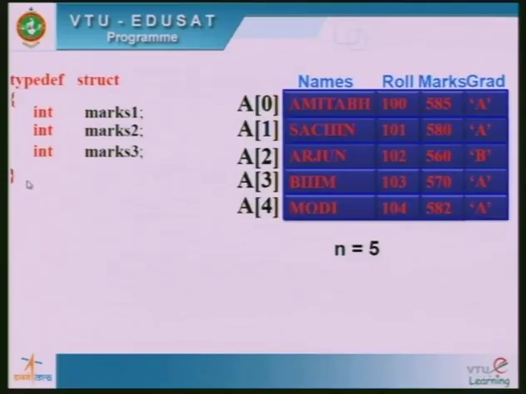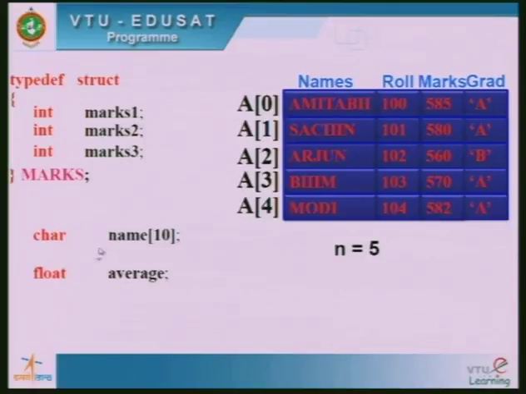So here I have to write an identifier, say marks. Now let me use name and average. Name is of type what? Character. Average is of type what? Float. Let me use marks 1, marks 2 and marks 3 here. So what do I do? I use m. M is of type marks.